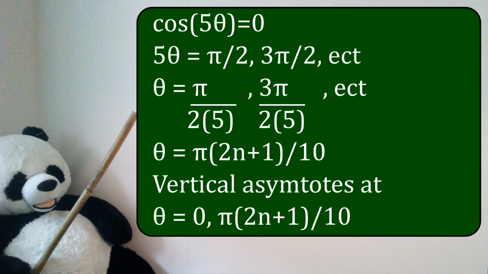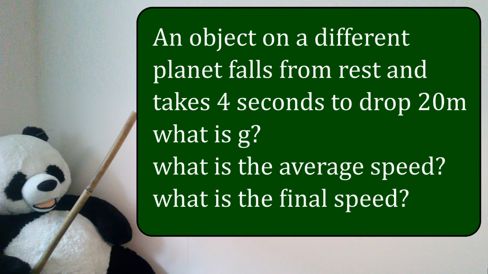The next question I have has to do with gravity, and my paraphrasing of it is that an object on a different planet falls from rest and takes 4 seconds to drop 20 meters. And it asks what is the value of g on that planet, what's the average speed of the object, and what is the object's final speed.